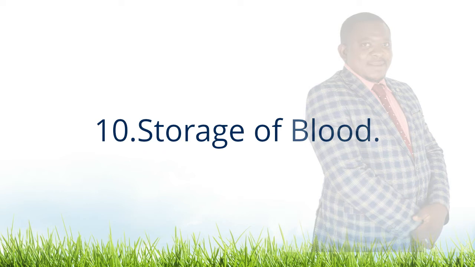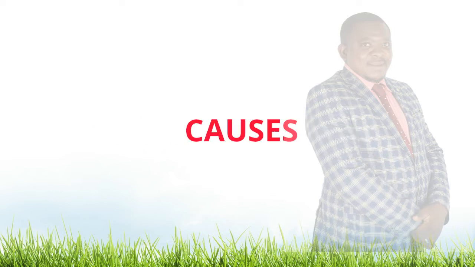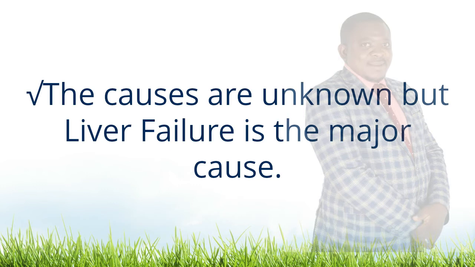So if it fails to detoxify the content within the blood, then that content accumulates in the brain and causes the brain to fail, bringing about hepatic encephalopathy. So what are some of the causes of hepatic coma? The causes that directly bring about this problem are not known, but liver failure is the major cause. So when the liver fails, that becomes a major cause of hepatic coma.